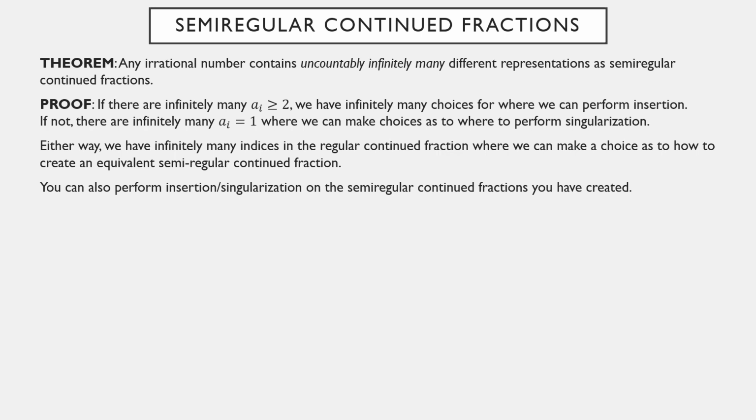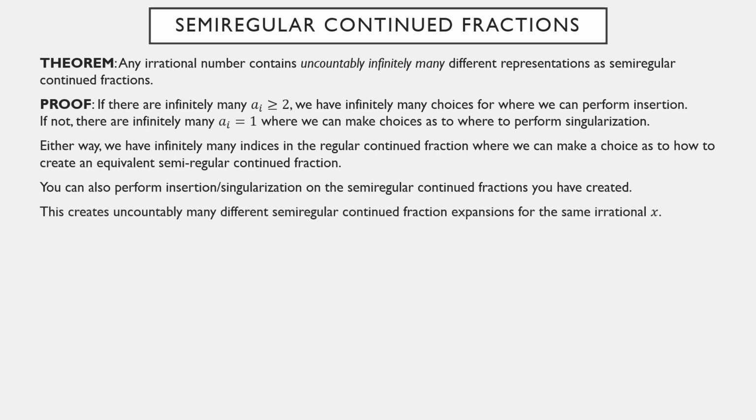In other words, from your starting regular continued fraction, you have infinitely many places to make a choice, and you can make choices as to more than one of those locations at the same time. You can do a certain insertion, then another insertion, then another, and it all works out. And you can do that infinitely many times. If you have infinitely many choices and all ways you can make choices produce different outcomes, then you have uncountably many different outcomes. So from our starting regular continued fraction expansion, there will be uncountably many different semi-regular continued fractions that represent the same irrational x.